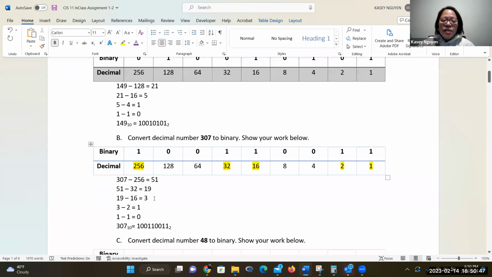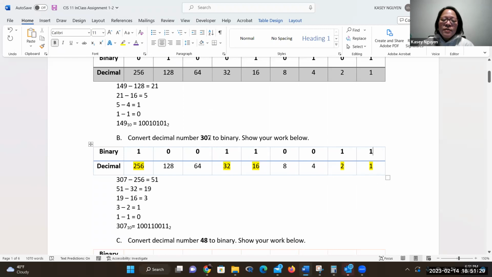So with 3, I'm going to continue to subtract. I cannot subtract 8, so I put a 0. 8 is too high. I'm only left with 3. Then next, 4, still too high, so I put a 0. But I know that from 3, I can subtract 2. So 3 minus 2, I have 1 left. As I subtract, I put a 1 on the top. And as I'm left with 1, I can subtract the last number on the scale, which is 1. 1 minus 1 is 0. I have nothing left. So as I subtract, I put a 1 at the top.